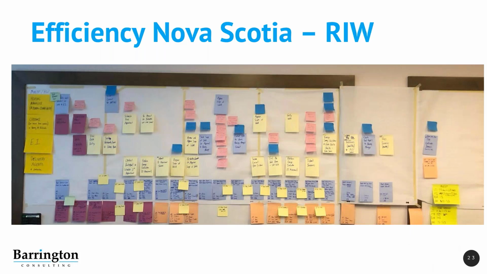Another example was with Efficiency Nova Scotia, or Efficiency One. And so for them, what we did is we conducted a rapid improvement workshop. And so in this example, they were implementing a new system. And before doing so, they really wanted to take the time to streamline their processes. Otherwise, they were going to have to do custom development within the system to meet not so streamlined processes, which is never a good idea. You should always streamline your processes before doing a new system implementation.